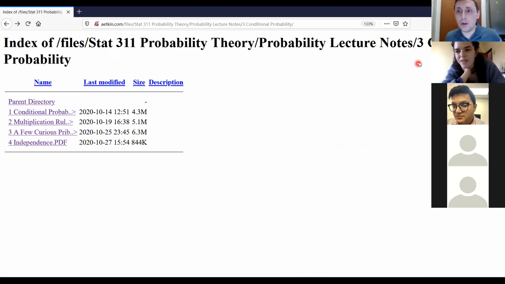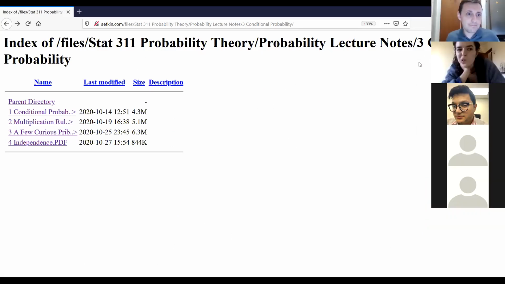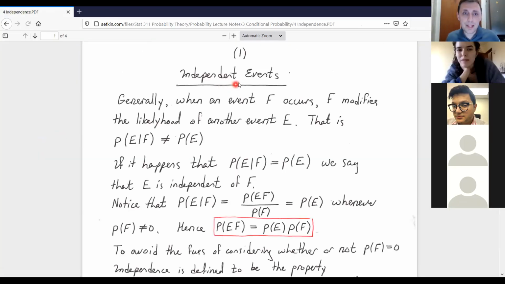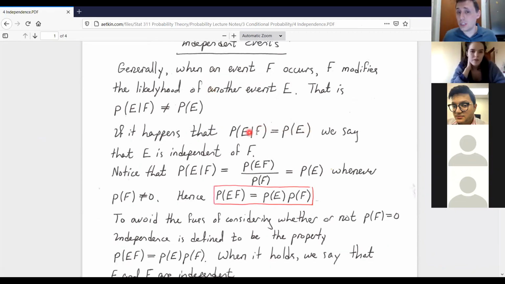Now, guys, we talk about something that we forget all too often: independence. Independent events. Generally, when you see that event F occurs, F modifies the likelihood of another event E occurring. So in other words, the probability of E given F is not going to be the same as the probability of E. The extra information that we get about the universe will narrow the universe in such a way that the likelihood of E will either be less or will be more. Good? But if it happens that the probability is not changed, we say that E is independent of F.